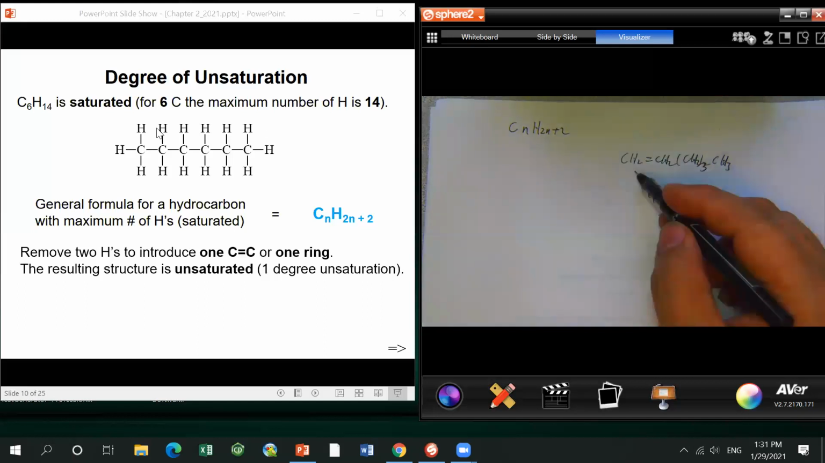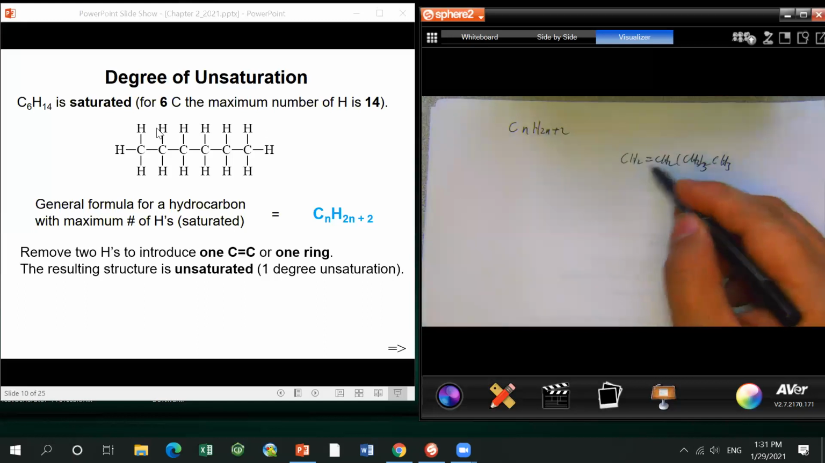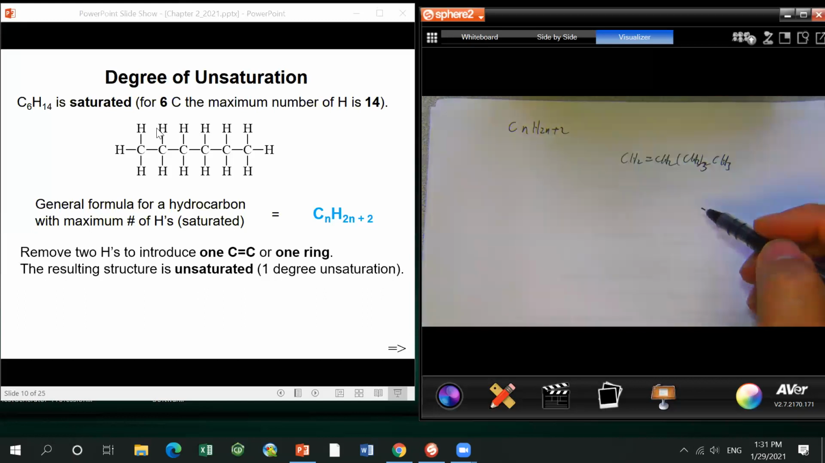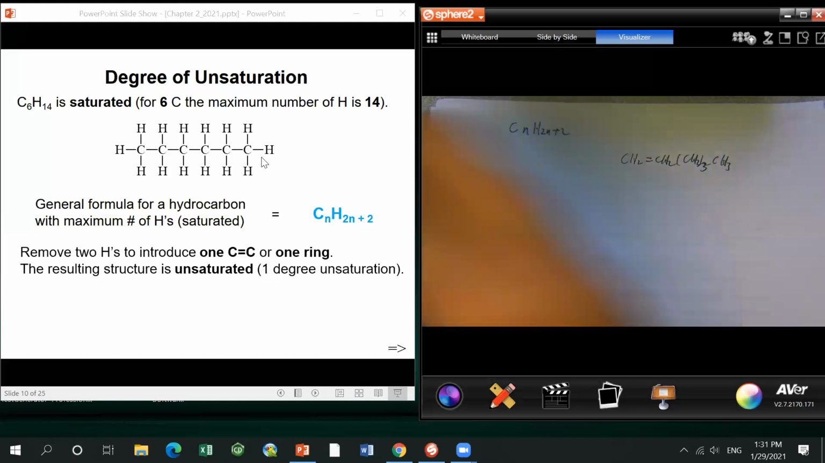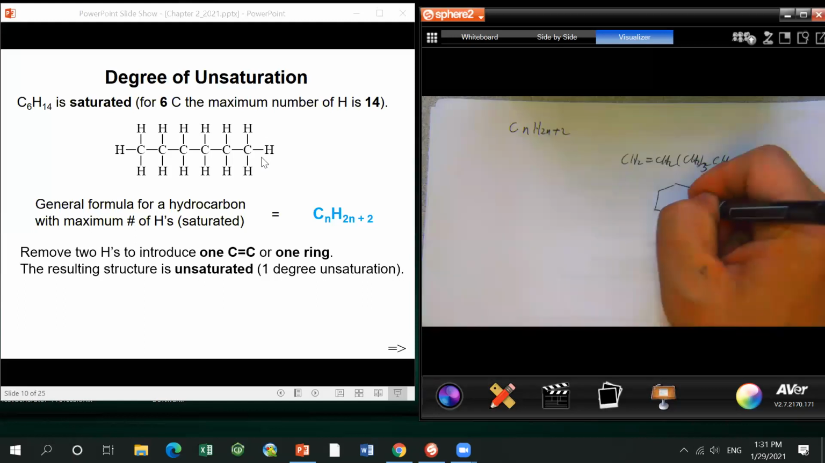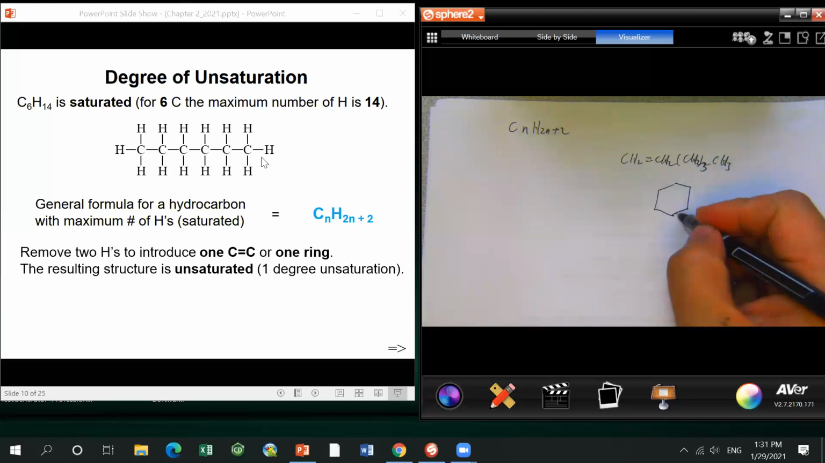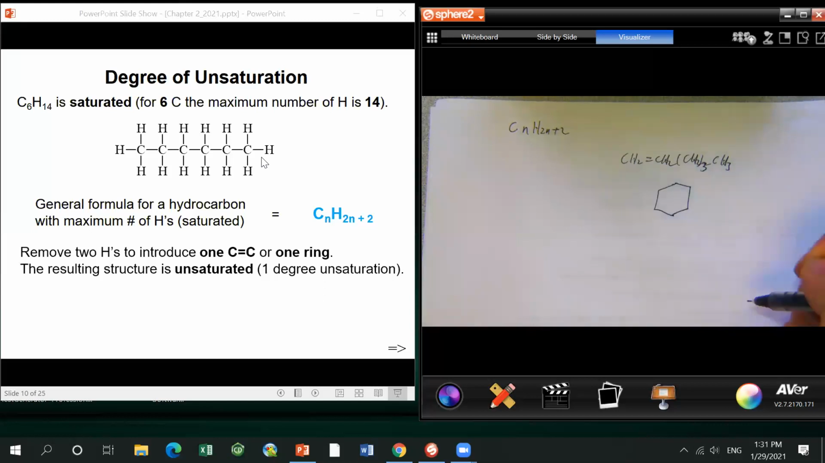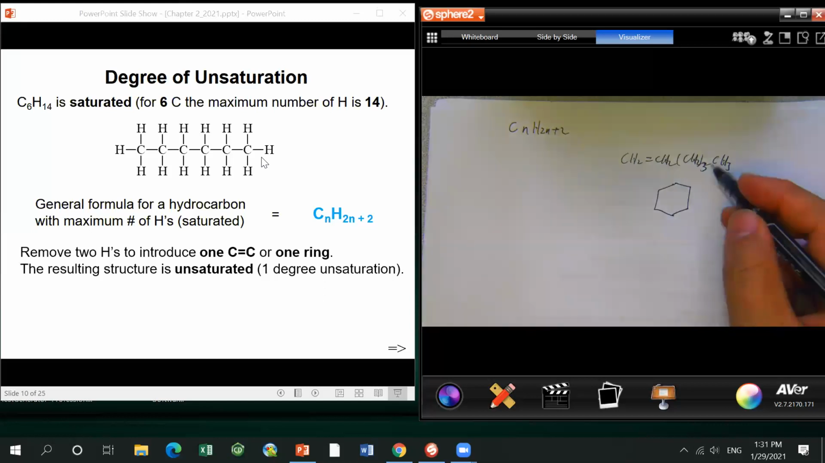If we take away one pair of hydrogen, we generate one degree of unsaturation. You can also take the two terminal hydrogens away and build a bond between these two terminal carbons, and that will generate the ring structure. I just show you the line-angle structure here. Both will give you one degree of unsaturation.